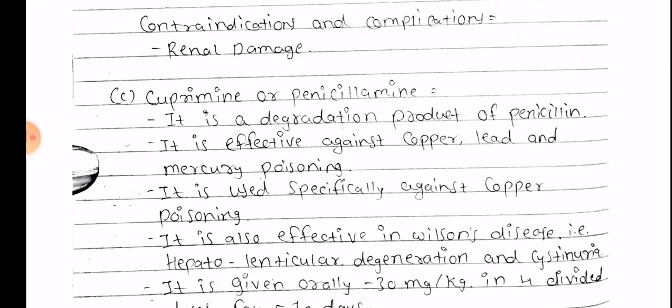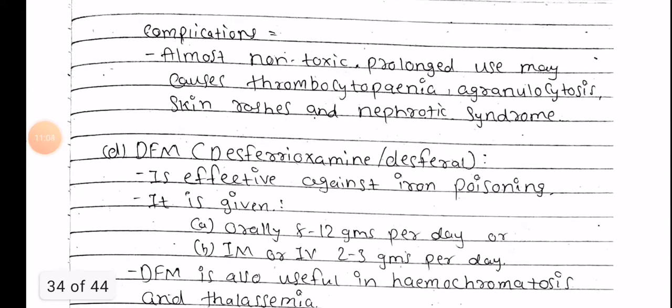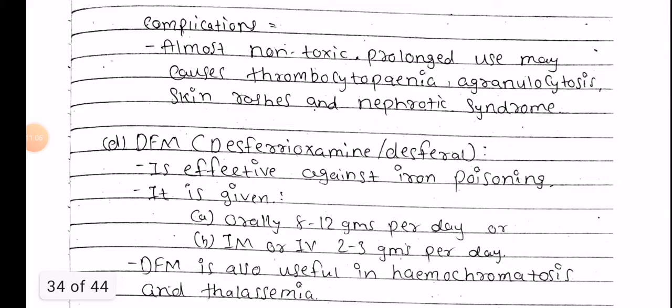Cuprimine or penicillamine. It is a degradation product of penicillin. It is effective against copper, lead and mercury poisoning. It is used specifically against copper poisoning. It is also effective in Wilson's disease, that is hepatolenticular degeneration, and cystinuria. It is given orally 30 mg per kg in 4 divided doses for 5 to 10 days. Complications: almost non-toxic, but prolonged use may cause thrombocytopenia, agranulocytosis, skin rashes and nephrotic syndrome.